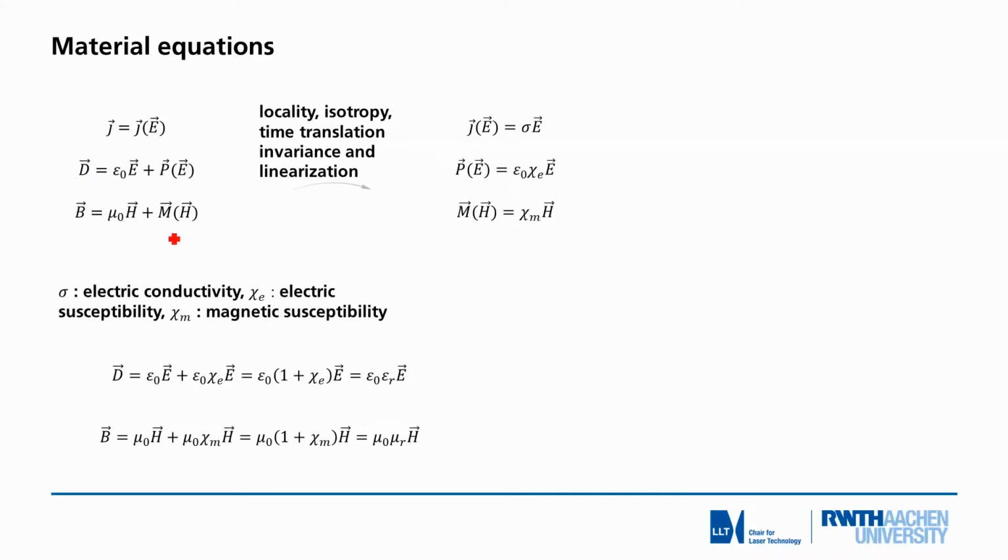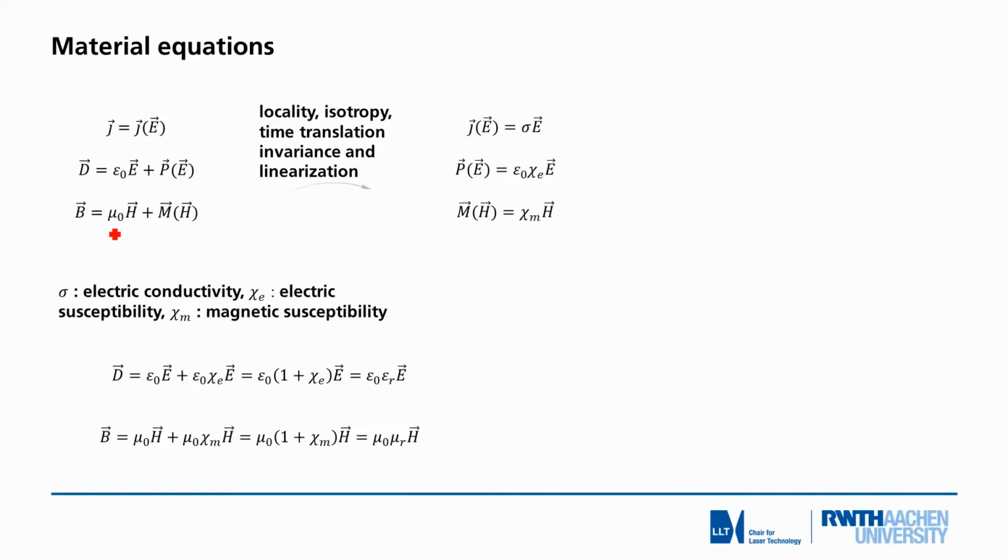On the left-hand side, you see the general equations, the material equations, where J is the current density, a function of the electric field. Of course, the field drives the charges, and that results in the moving charges. The dielectric displacement is connected to the electric field and the polarization, which again, as we will see, is the result of the presence of the electric field. And the magnetic induction is related to the magnetization and the magnetic field in this simple formula.